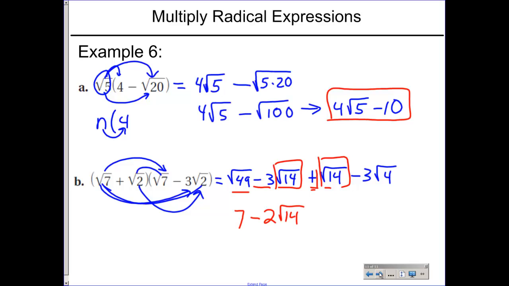And 3 square root of 4, the square root of 4 can be reduced to just 2. So this is really negative 3 times 2, which is negative 6. And as we continue to simplify, we see we have like terms here. So 7 minus 6 leaves you with 1 minus 2 square root of 14. And this ends up being our final solution.